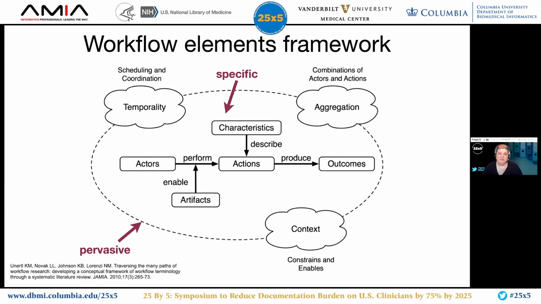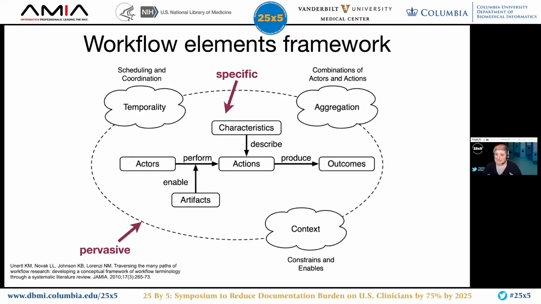literature review. And so the workflow elements framework has these two components, a specific component and a pervasive component. On the specific component, we have the actual work that's happening, right? The actors, people performing actions that produce outcomes, artifacts that enable the performance of those actions, and characteristics that describe the actions. But then we have the whole pervasive level of where that work is actually happening.